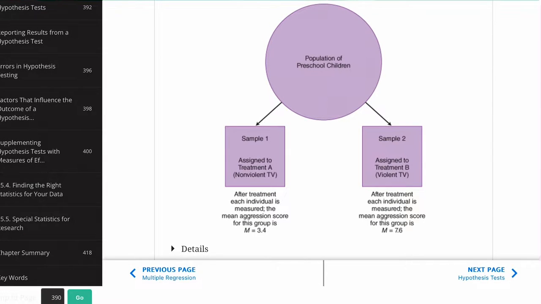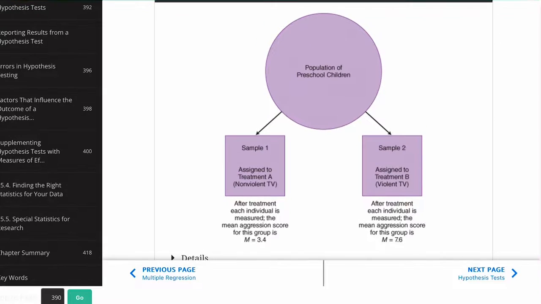Figure 15.9 in your book talks about this. So this is examining the difference between television violence and aggressive behavior for preschool children. So you've got your circle population of preschool children. You've got two samples, again, just like we did with this other sampling error example. But here we're comparing treatments. So sample one is assigned to the nonviolent TV treatment or condition, and then sample two is assigned to the violent TV condition.